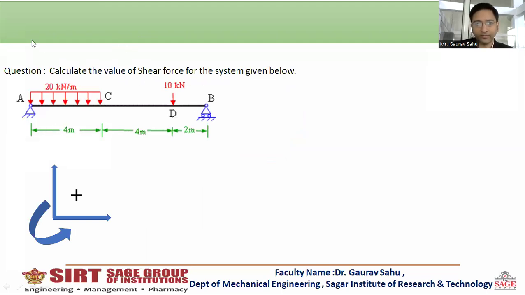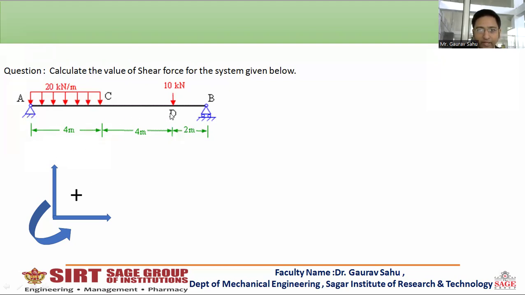We are having a beam. That beam is a simply supported beam on points A and B, on which a 20 kilonewton per meter UDL is distributed over a span of 4 meters, and a point load of 10 kilonewton is also applied. The total span of the beam is 10 meters.